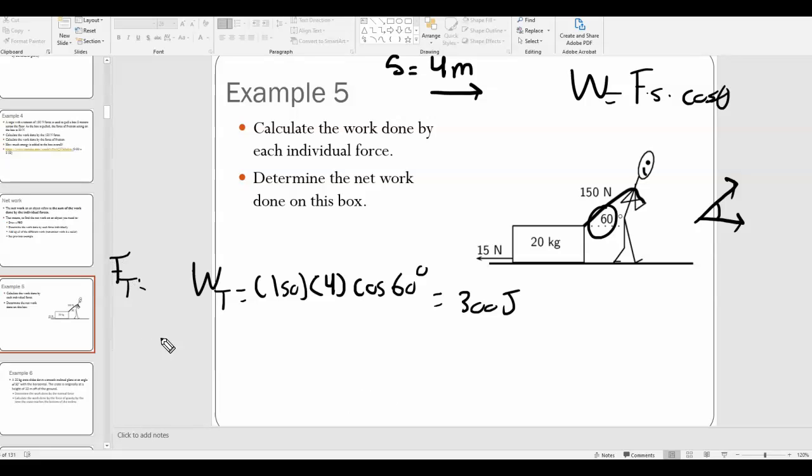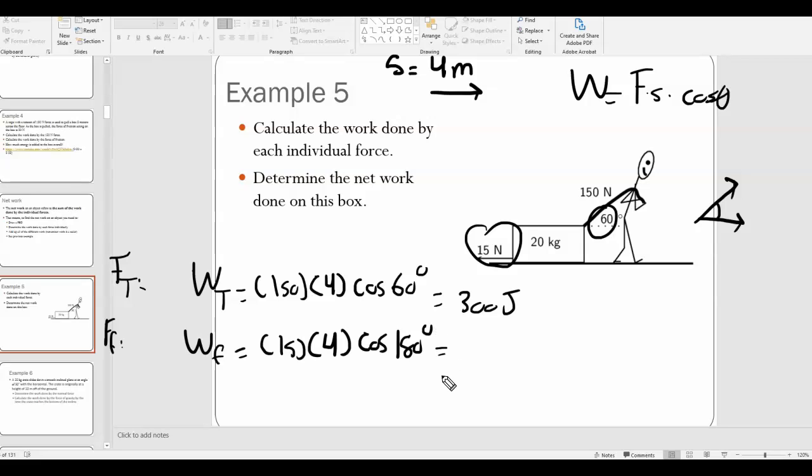Now, what about the force of friction? What's the work done by that? Well, that would be the magnitude of the force of friction, which is 15, it's given right there, times the displacement, which is 4 meters, times cosine theta, where theta is the angle between the force and the displacement. So the force vector is to the left. The displacement's to the right, I said that at the beginning. So the angle between left and right is 180 degrees.